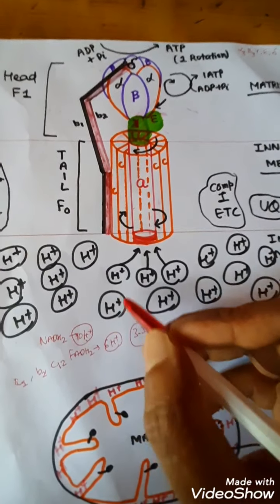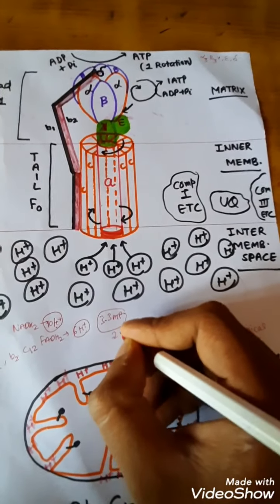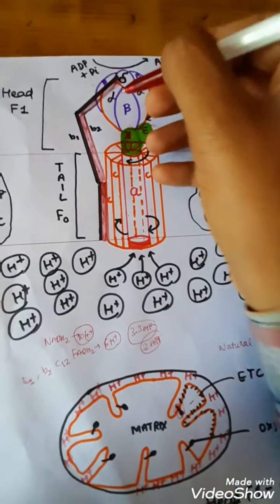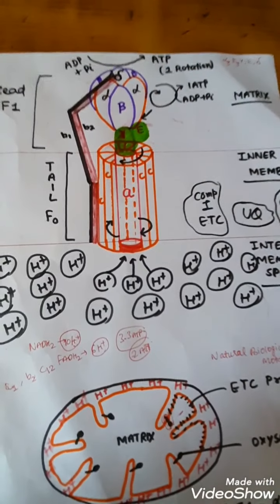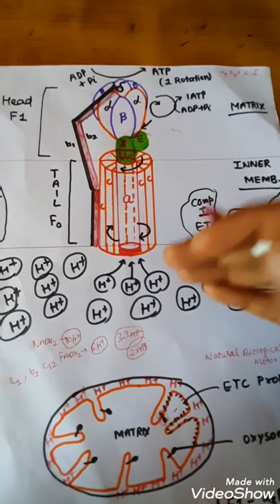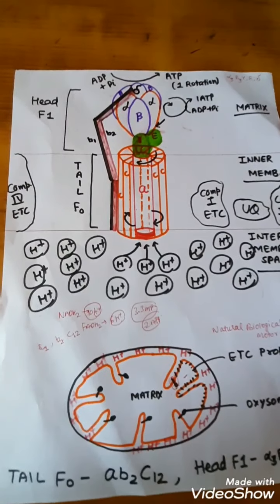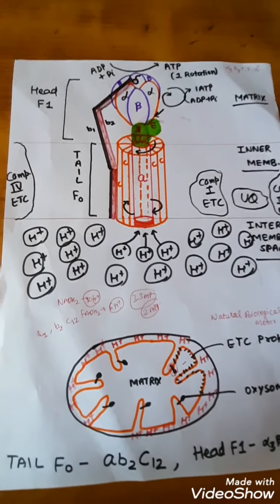Whenever the 6 protons move back into the matrix, they will lead to the generation of 2 ATP molecules, because they will rotate this motor 2 times, hence creating the 2 ATP molecules. Thus finally the protons which are accumulated in the intermembrane space are diffused back into the matrix, creating the ATP molecules, and this is the process of oxidative phosphorylation.